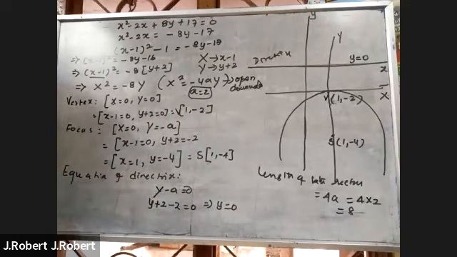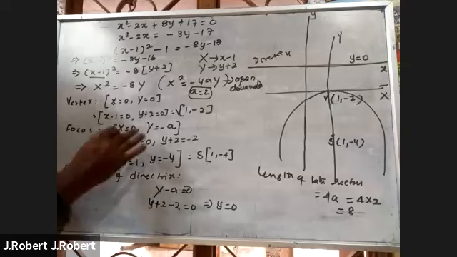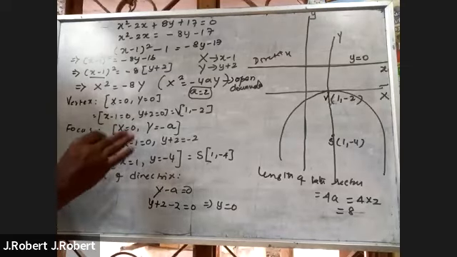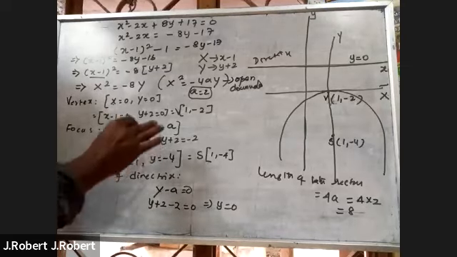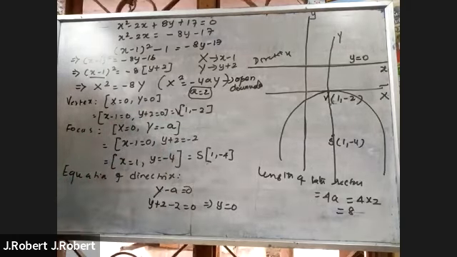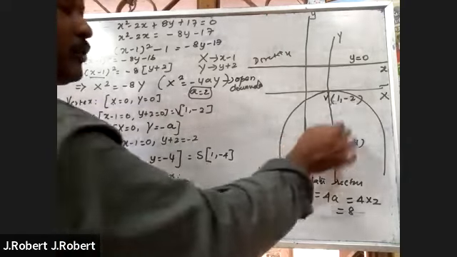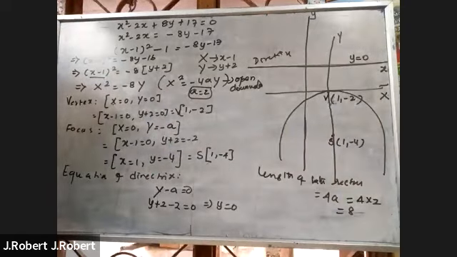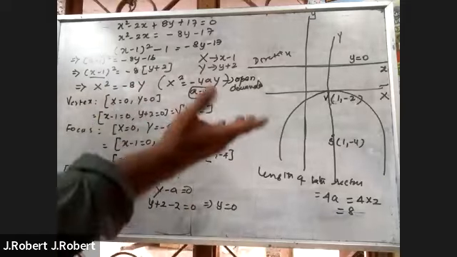Next, the focus. Now it is open downward. The focus should be 0, minus a. Your capital X is x minus 1 equal to 0. Capital Y is y plus 2. Therefore, x is equal to 1, y equals minus 4. That is the focus, 1, minus 4. You plot it on the graph, then you draw the diagram. This is open downward. Clearly, it shows.